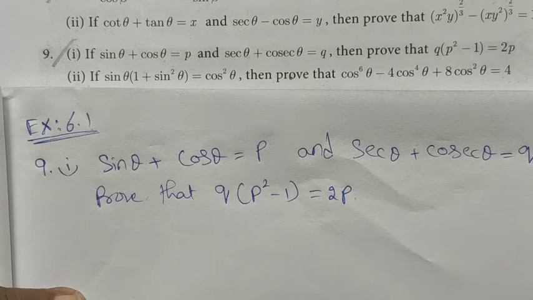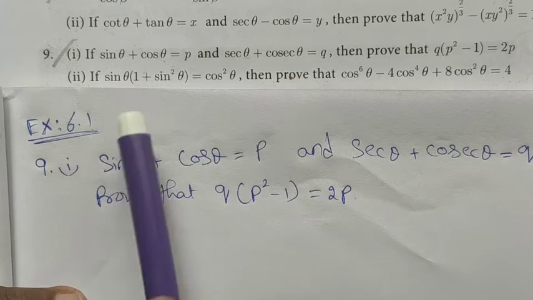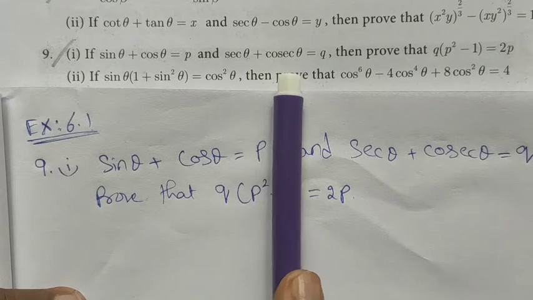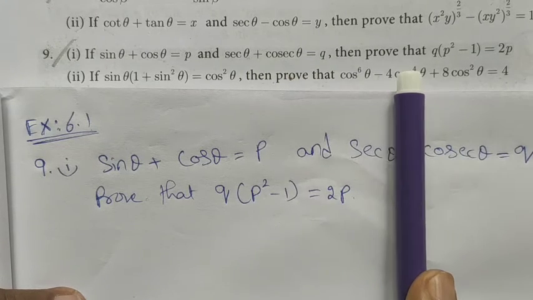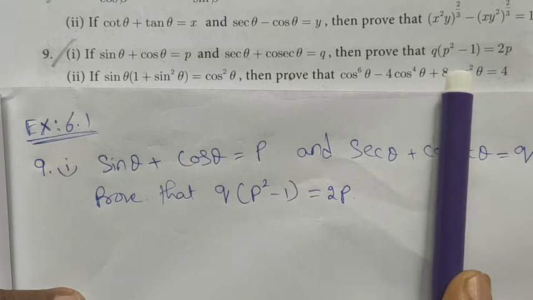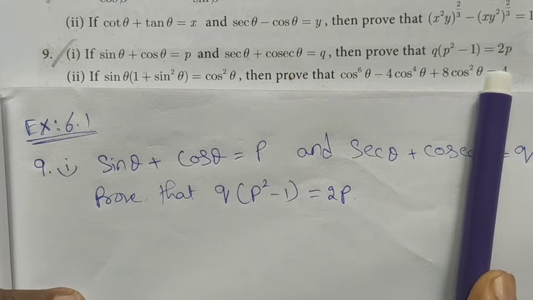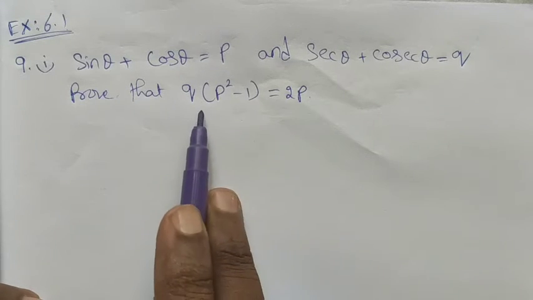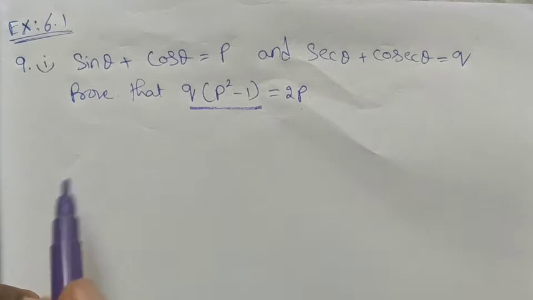Class 10, exercise number 6.1, question number 9. If sin theta plus cos theta is equal to P and secant theta plus cosecant theta is equal to Q, then prove that Q into P square minus 1 is equal to 2 times P. Here that is the given terms, right? We have to prove that LHS is equal to RHS.